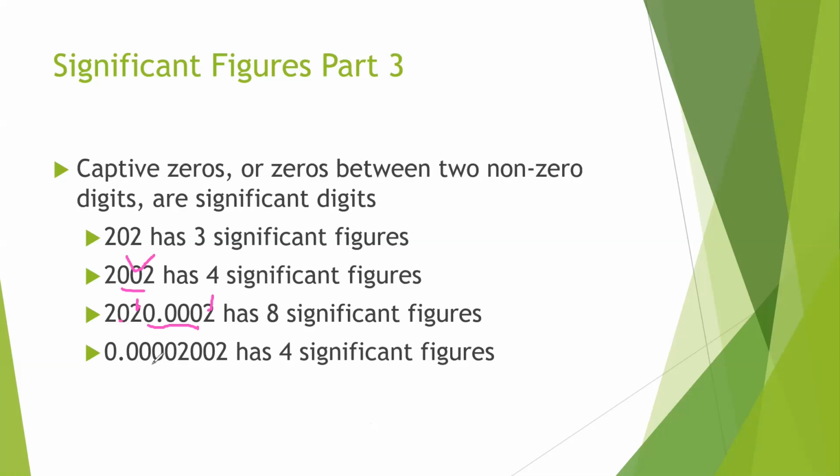In this case, we're bringing back the last rule as well. These zeros are leading zeros, they're not significant. But these zeros are captive because they're between 2 non-zero digits. So all of them are significant. So we have 4.